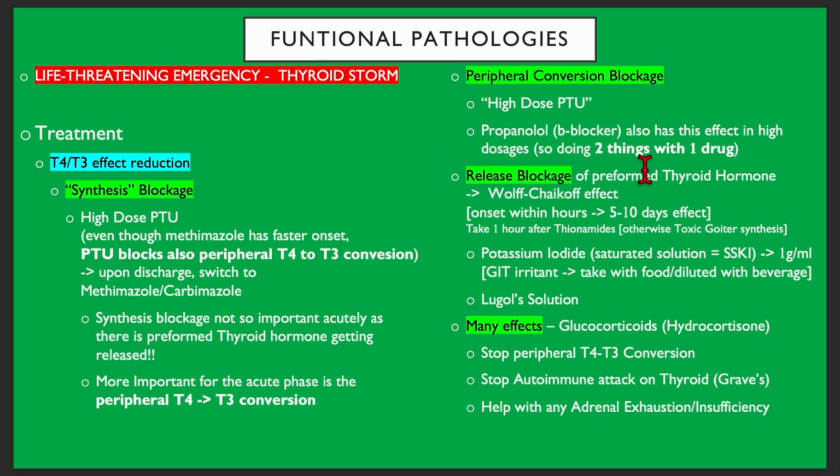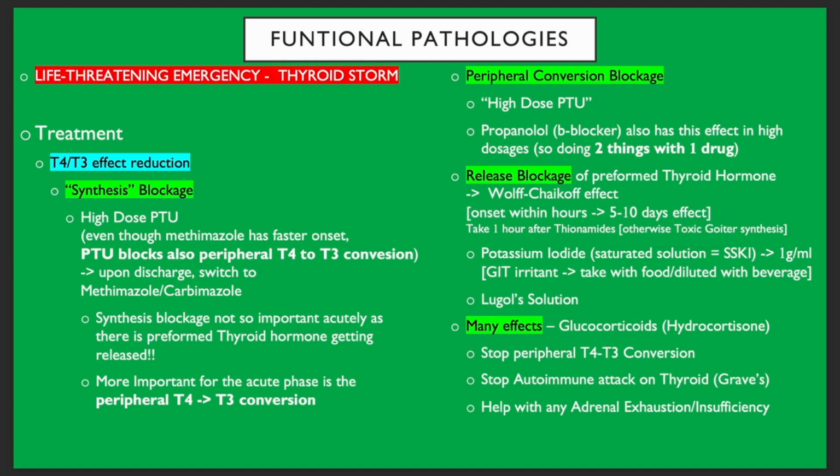Then we have preformed thyroid hormone. Have you ever heard of the Wolff-Chaikoff effect? It's going to help block the release of the preformed thyroid hormone. So basically, if you put iodine in the body, the body says, oh my God, there is too much iodine, I'm not going to release the thyroid hormone. It's onset within hours and it lasts for 5 to 10 days. So we can take advantage of this by using potassium iodide. It's a GI irritant, so be careful when you give it. And if you know that it's toxic goiter, don't give it with the thionamides. Give it 1 hour after the thionamides.